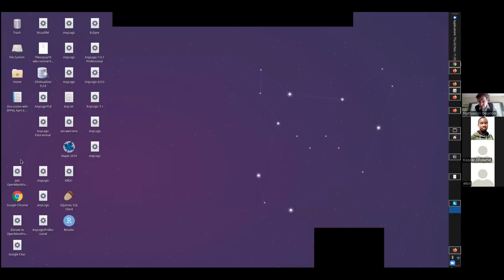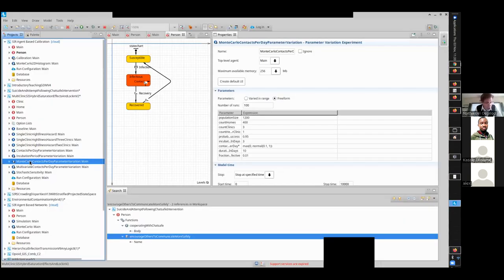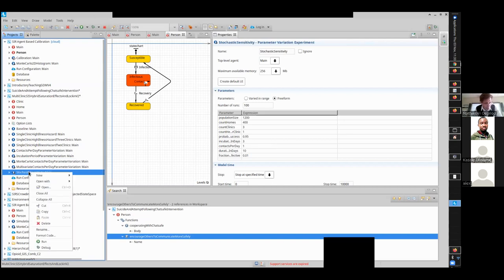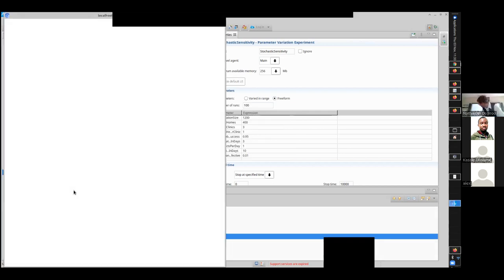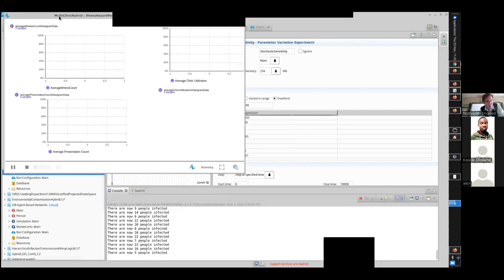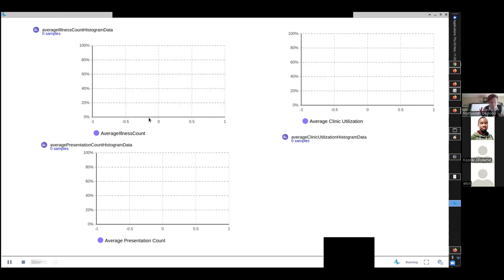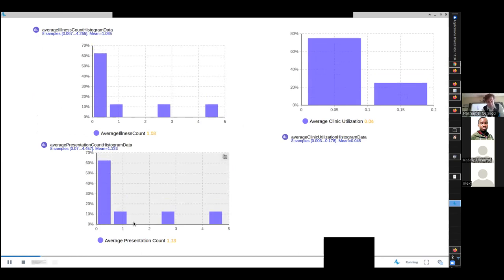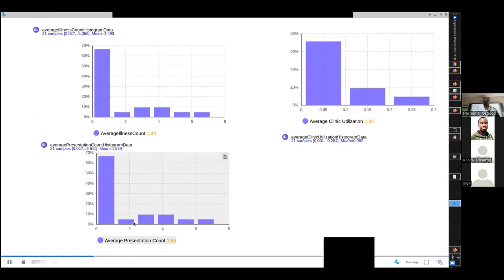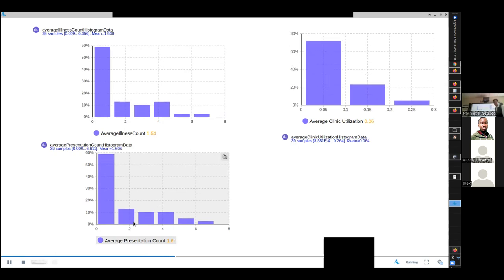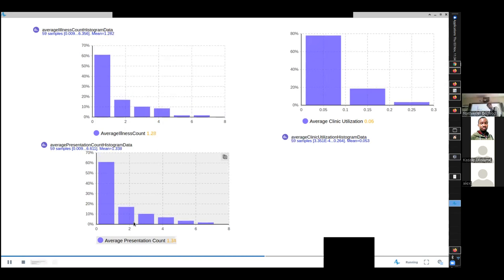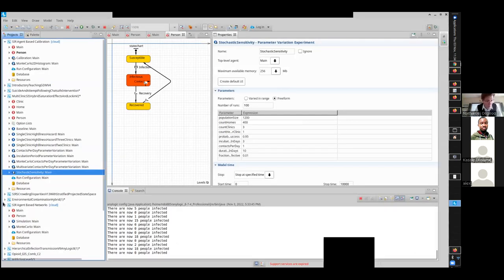But we've seen other techniques too for summarizing. If we go back to our parameter variation here, you may recall that with our stochastic sensitivity, we ended up performing a sensitivity analysis where we summarized the induced distributions across these different quantities, for different runs of the model. Over the entire period of the model, what was the number of average illness counts, the number of average presentation counts, average clinic utilization? These are things that we can look at as induced distributions from stochastics alone. So now let's look at this for when we have sensitivity analysis.